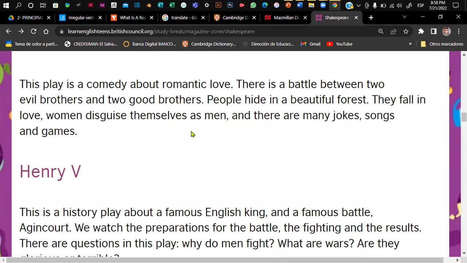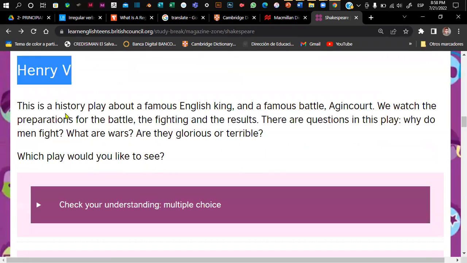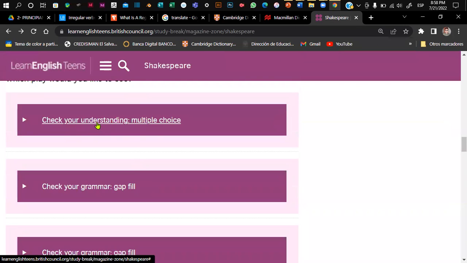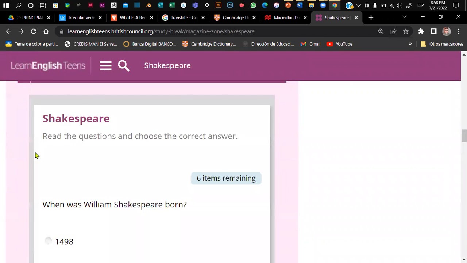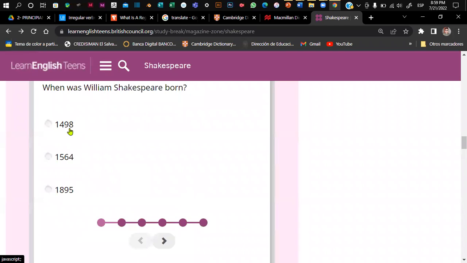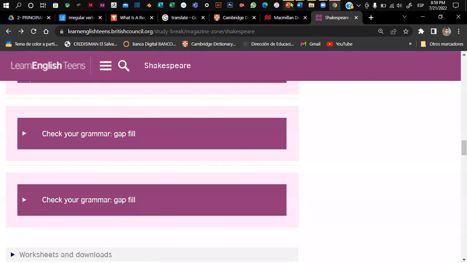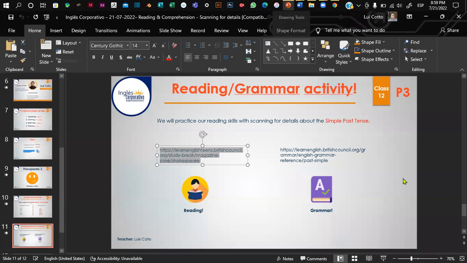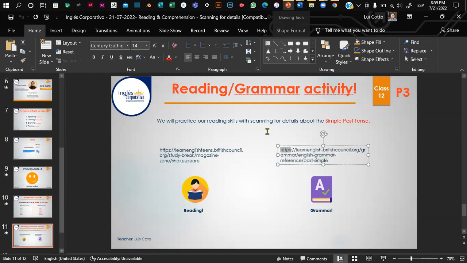Okay, guys, because of the time, you can read the next play, Henry 5, and you can complete the three assignments or the three practices about the reading. That is for you to practice. You can do it in your free time, at your house. Selection, multiple selection, and there are three. This website is going to be in this link. When I upload the presentation in Google Drive, you can look for the website. And you have another link to practice grammar too.